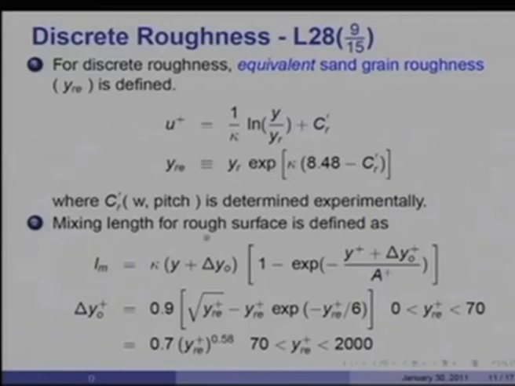One can also modify the mixing length here, that instead of y plus, one would now take y plus plus delta y naught plus divided by A plus, and likewise instead of y, we would take here y plus delta y naught, and delta y naught is correlated in this way by Cebeci and Reynolds. This approach is no longer used now, but nonetheless it provided excellent predictions, which compared with experimental data very well.